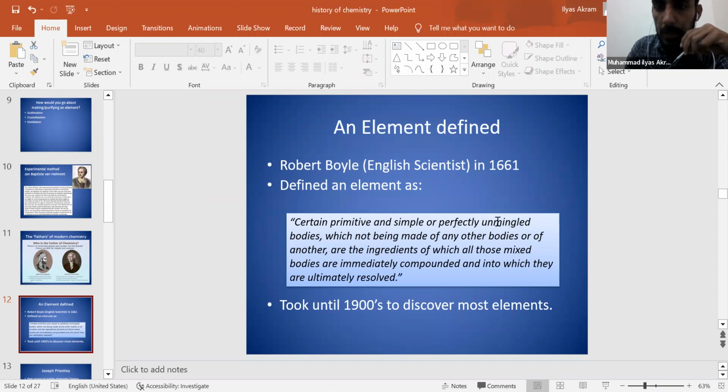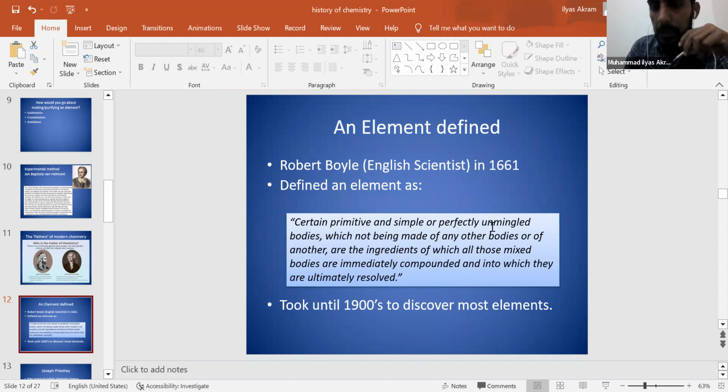Unmingled means that they have some specified structure, not being made of any other bodies. That means they are in pure form, the ingredients of which all those mixed bodies are immediately compounded and into which they are ultimately resolved. So this is basically the previous definition of element. We can conclude that an element is simply formed of the same type of atoms, because they are perfectly unmingled.